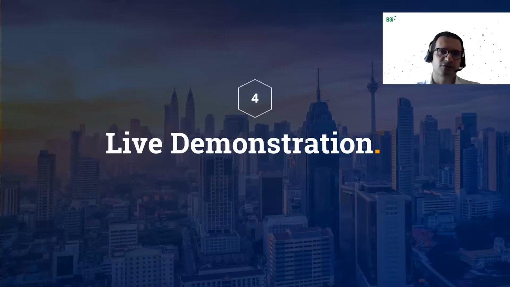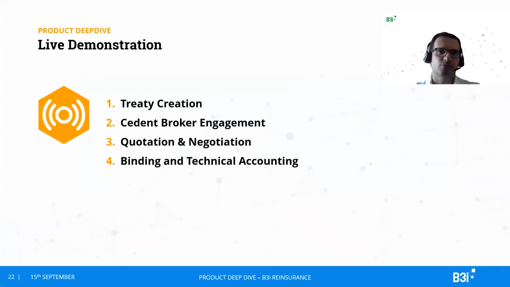What we're going to be showing is the treaty creation. We're going to be showing how the cedent and broker engage together to prepare the submission. We're going to see how this is sent out to the reinsurers for quoting, negotiating as well, and then later all the way to binding, signing the contract, and of course also showing some part of the technical accounting as well.